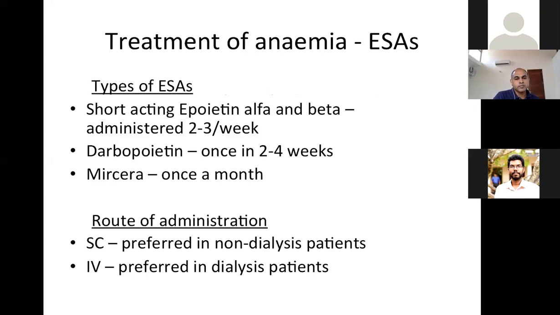There are various types of erythropoiesis stimulating agents. There are short-acting ones like epoetin alpha and beta, which are usually given 2 to 3 times per week. Usually they come as 2,000 or 4,000 or 5,000 international units. You don't need to remember the doses, but you need to remember that the short-acting ones usually have to be given 2 or 3 times per week. And then there are long-acting ones like darbepoetin, which can be used once in 2 or 4 weeks. And some preparations like Mircera usually last for 1 month, so you can give it monthly.